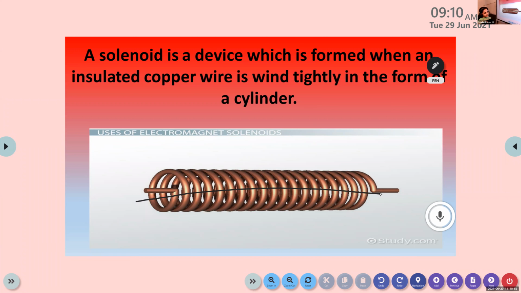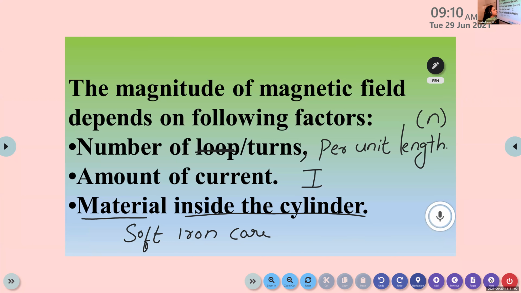Is it clear? So, three factors affect the magnitude of the magnetic field. One is the number of turns per unit length. The second is the amount of current flowing through the solenoid. And the third is the soft iron core, or the material that we keep inside the conductor. A soft iron core increases the strength of the magnetic field produced by the solenoid. So these are the factors affecting the magnitude of the magnetic field.